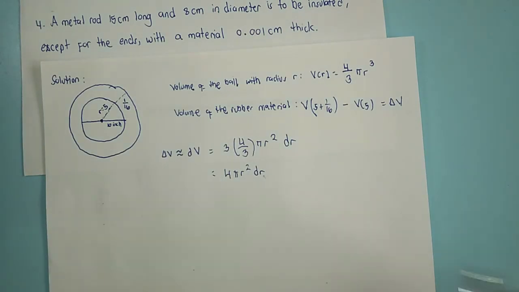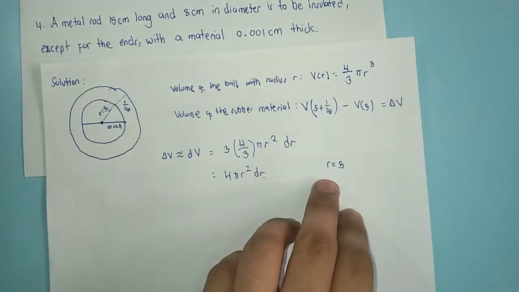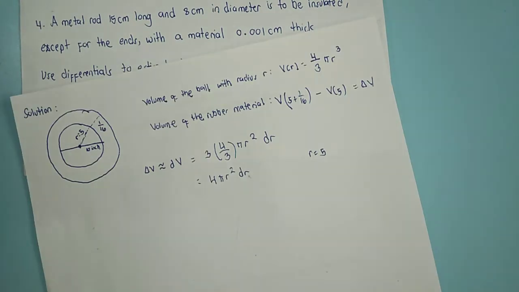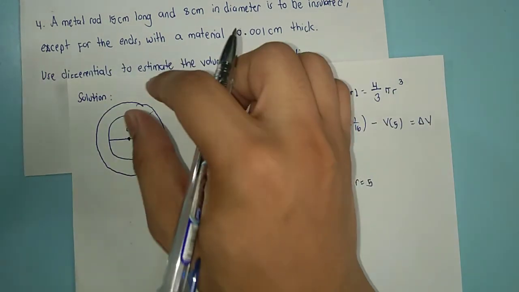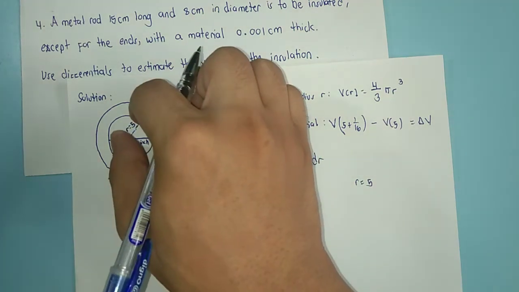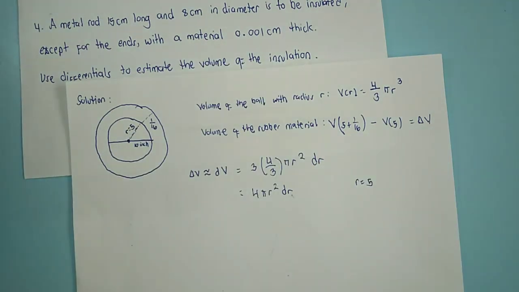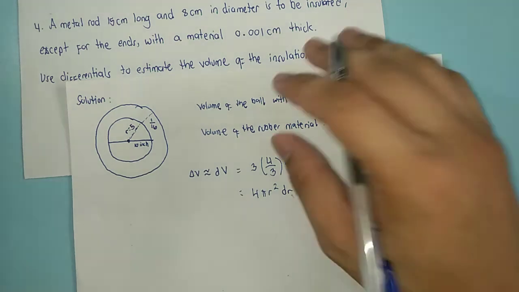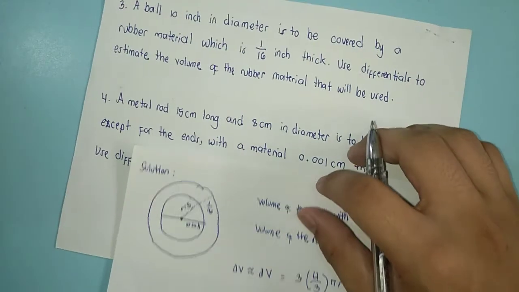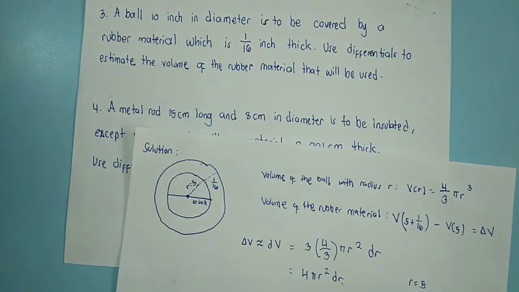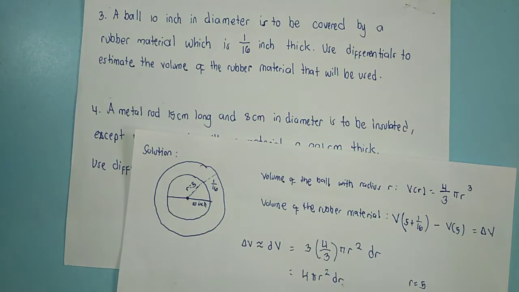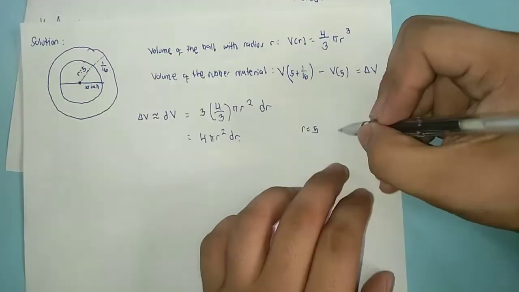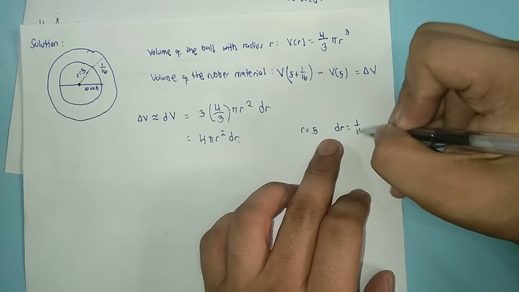Now, ano yung radius? Yung radius natin ay 5, binigay yung radius 5. So, ano yung dr? Yung dr kasi, ito yung change in radius, which is yung 1 over 16. Nagkaroon din ng pagbabago syempre sa radius, kasi binanggit yung thickness ng ating rubber material, which is 1 over 16 inch. So meaning nagkaroon ng change in radius, which is 1 over 16. So yan yung dr natin. So dr equals 1 over 16.